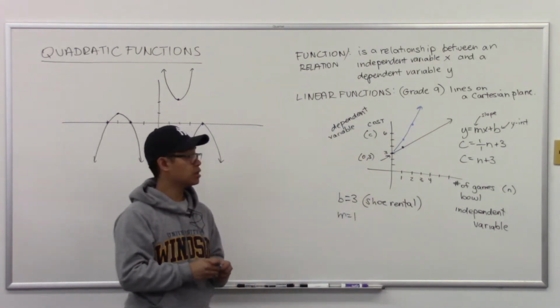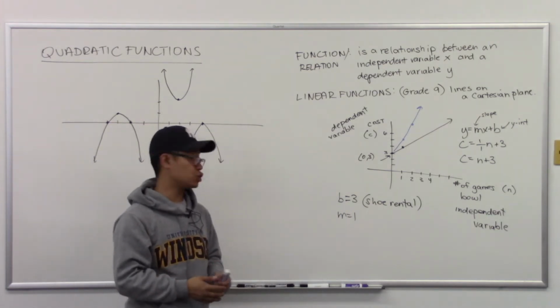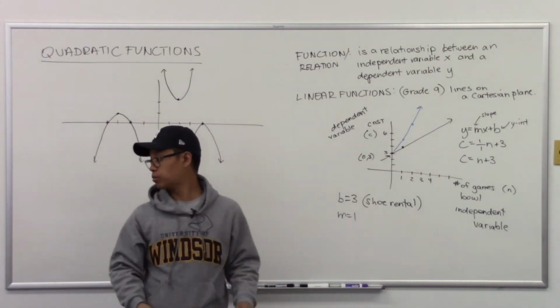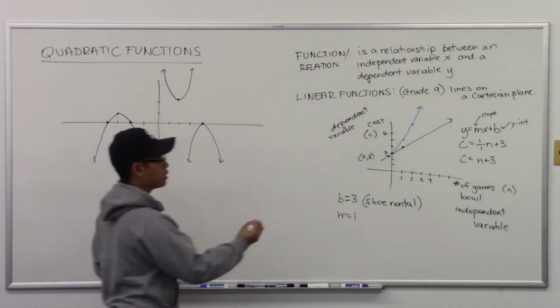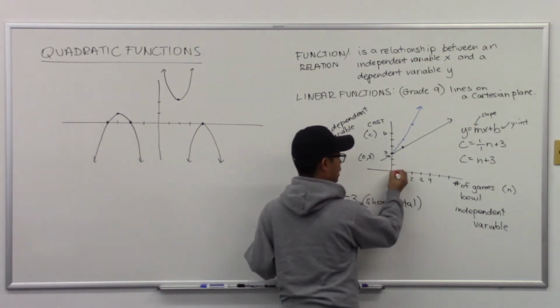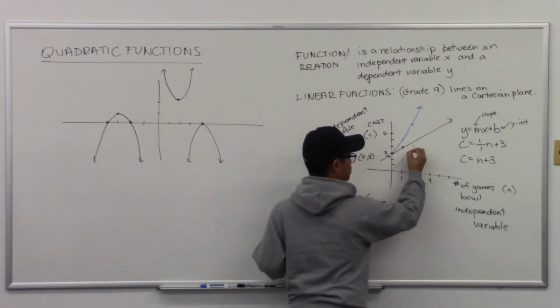Okay? Maybe the $2 place doesn't charge for shoes. In that case, you would start here. Go up 2 and right 1. Go up 2 and right 1. So you get a function like that.